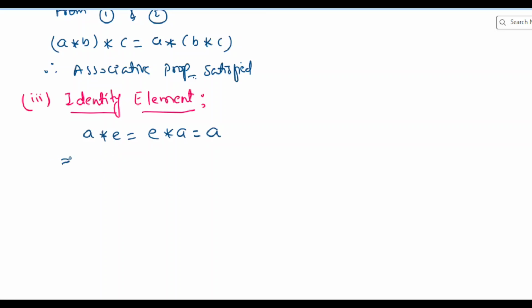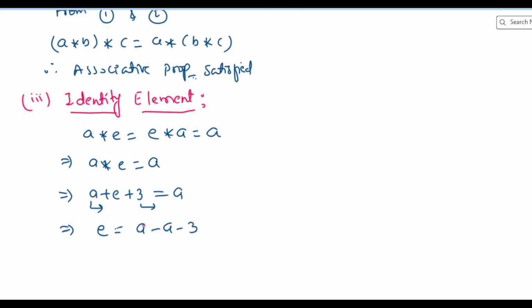Let us consider the first one, and you can consider either a star e or e star a. So a star e is equal to a. Again, a star e is nothing but a star b only. Our function says add them and additionally add 3, so a star b is a plus b plus 3. Instead of b we have e. Now we need element e, so just transfer these two to the RHS. This becomes e is equal to a minus 3.